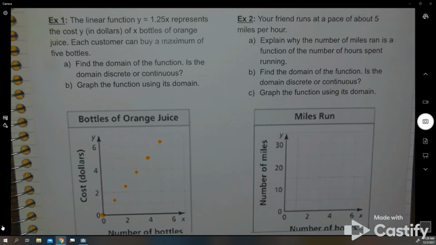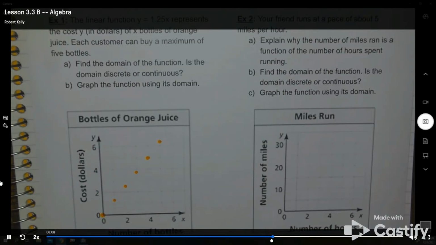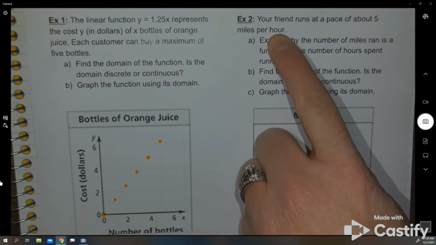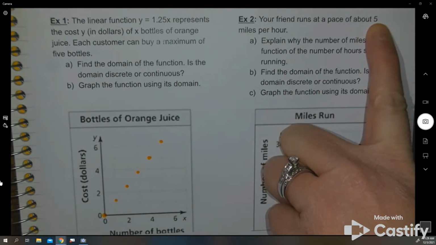So for that first part, we have to think about, as the number of hours increases by 1, the number of miles increases by 5. Because notice he's running at 5 miles per hour. So as each hour increases by 1, the miles increase by 5, which means that the rate of change is constant. So he's keeping up this pace consistently, which means that this is a linear function.